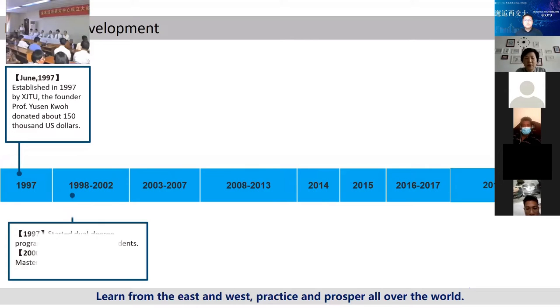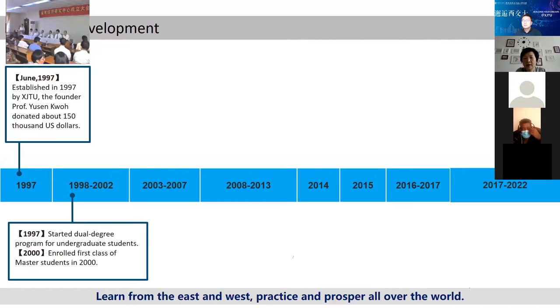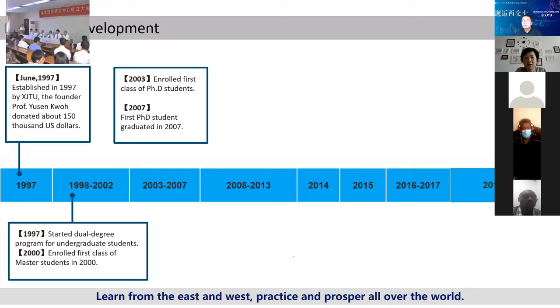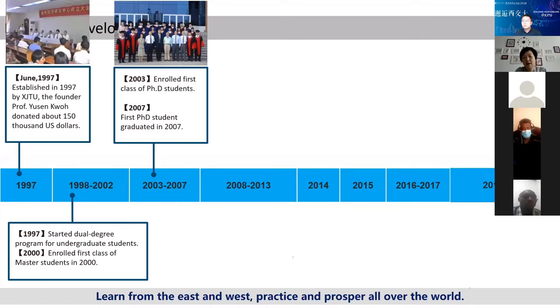From the very beginning, we started our dual degree program for undergraduate students. In 2000, we enrolled our first class for master students. That class had only 20 students, like what you have seen in the video. It's a small class type. Afterwards, we enrolled the first class of PhD students, and in 2007, our first PhD student graduated.